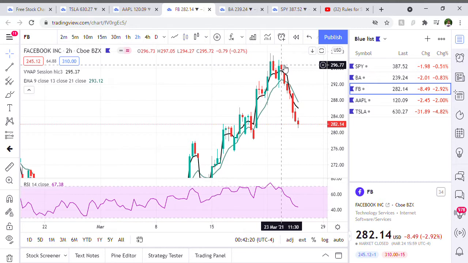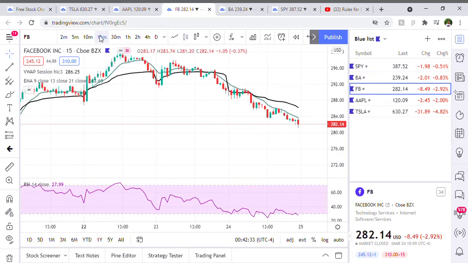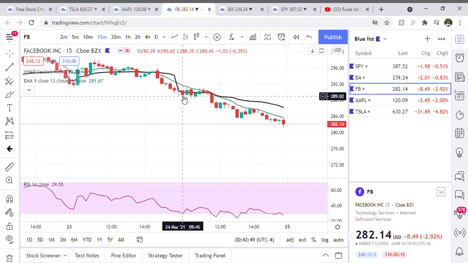Okay. So I have analyzed with the 2 hour chart. Now I'm looking for a downtrend, a bearish trend in Facebook. Let me directly switch to 15-minute candles. My first step is I will wait until I get a complete candle below the VWAP. Okay, so this is 24th March. Let me increase the candle size a little bit for more visibility.